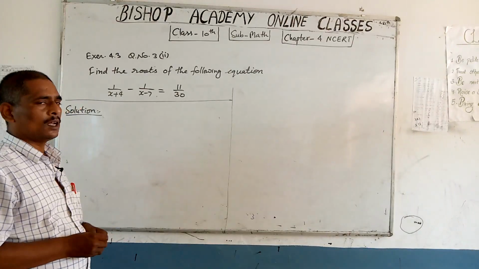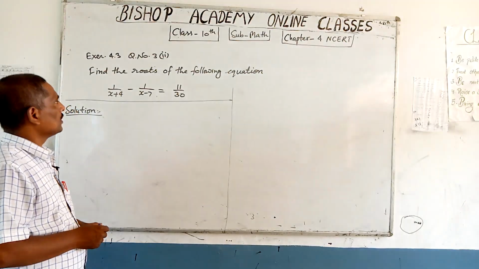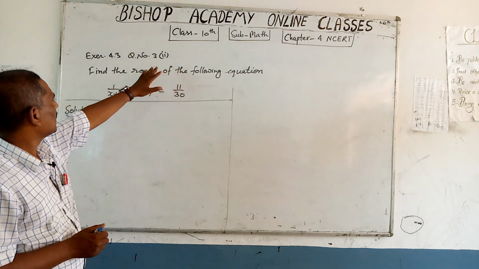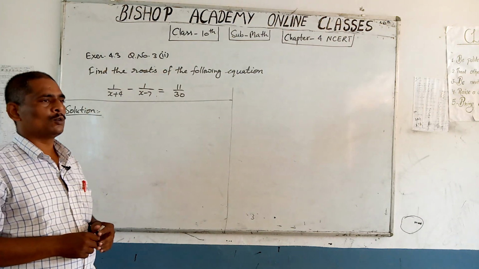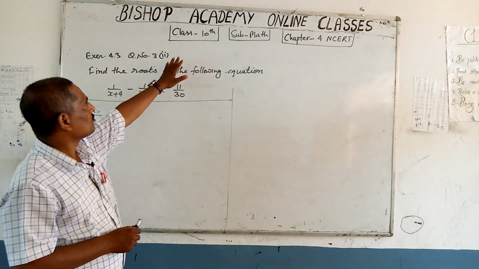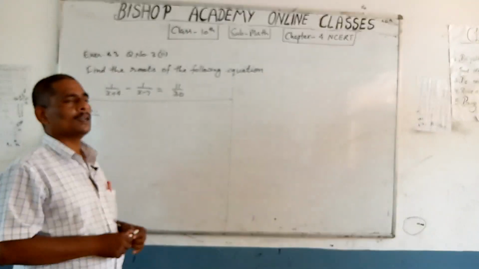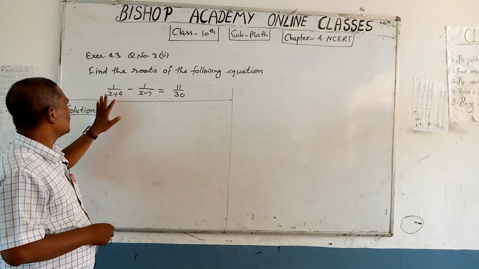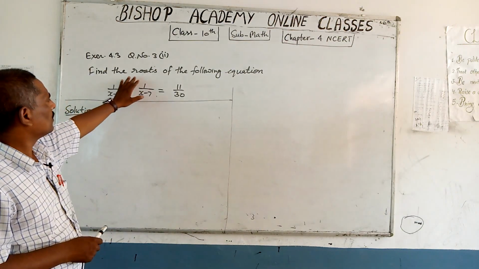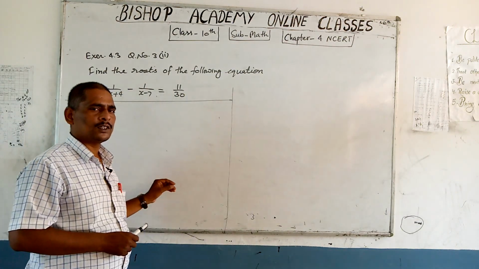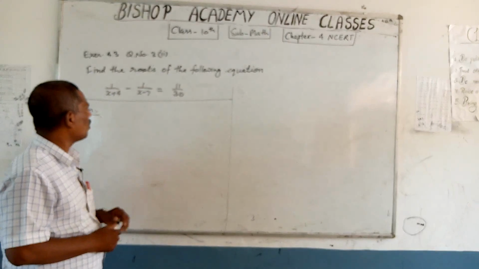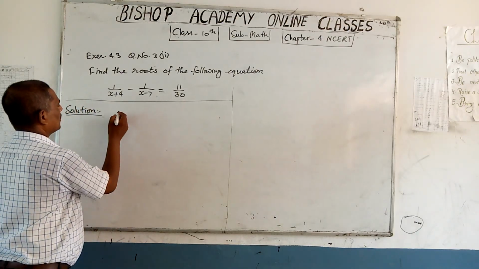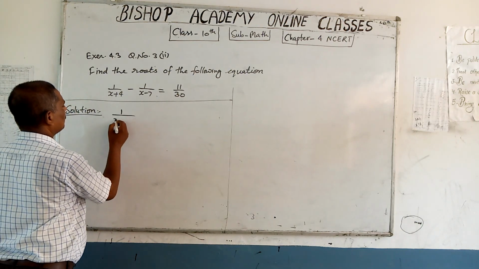Today in this class, dear student, you have to understand question number 3, second part of exercise 4.3 in class 10th math, chapter 4, NCERT. Students, let us solve this equation. Find the roots of the following equation. This equation is to solve here. Let us start, see how to solve. First of all, note the equation.